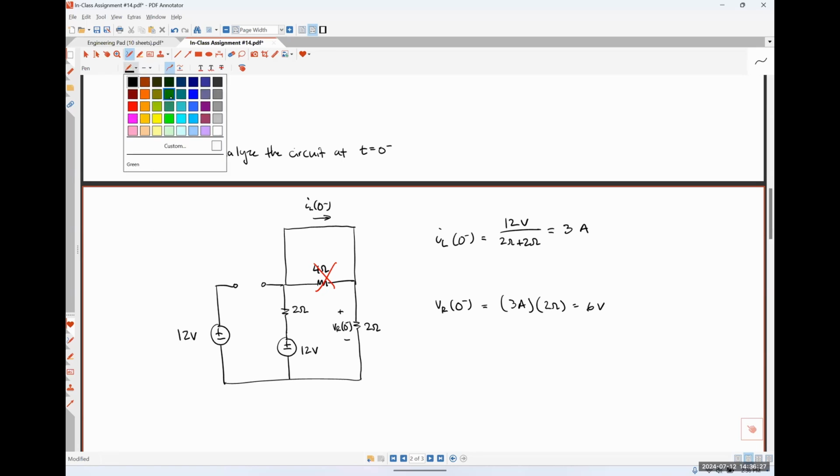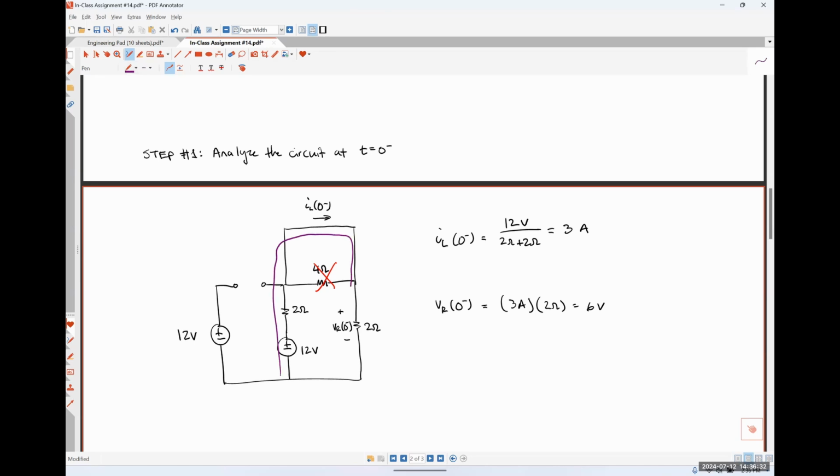So mentioning Kirchhoff's voltage law, that is effectively what we did around this loop, where we know that the current IL at 0 minus is the current that's flowing around this path that I've outlined in purple, because no current is going to flow through the 4-ohm resistor since it's shorted out. So that is a perfectly reasonable way of thinking about things. Any other questions about step one?